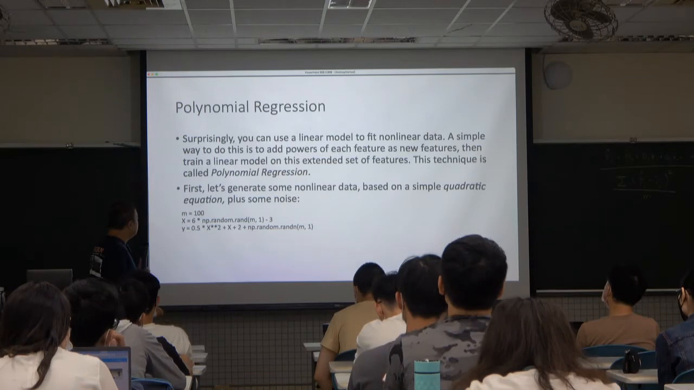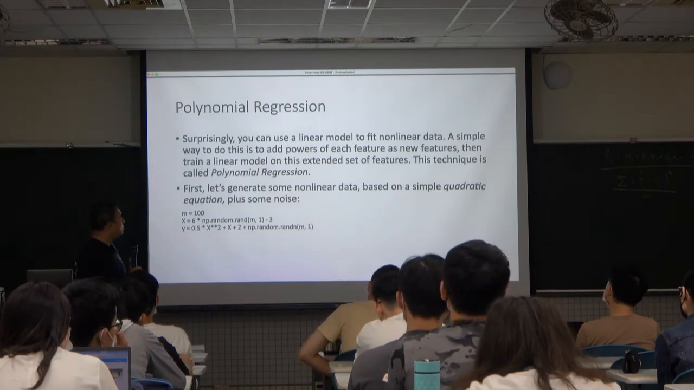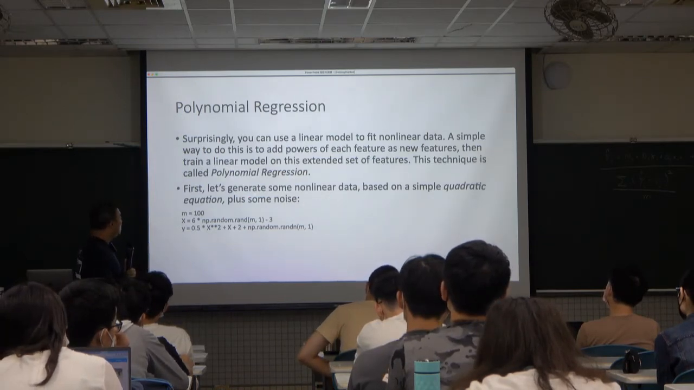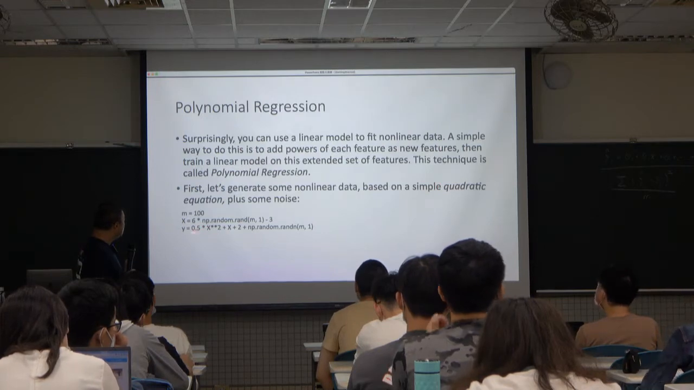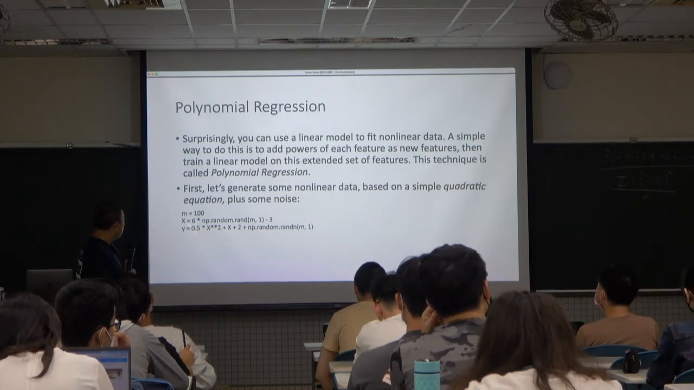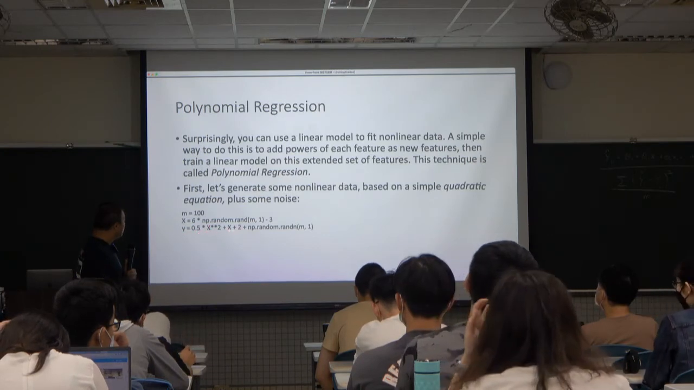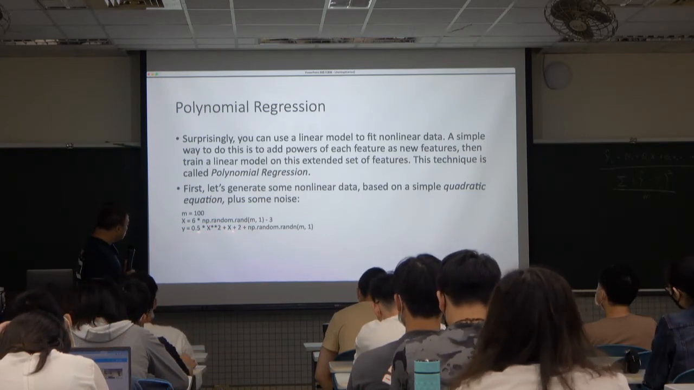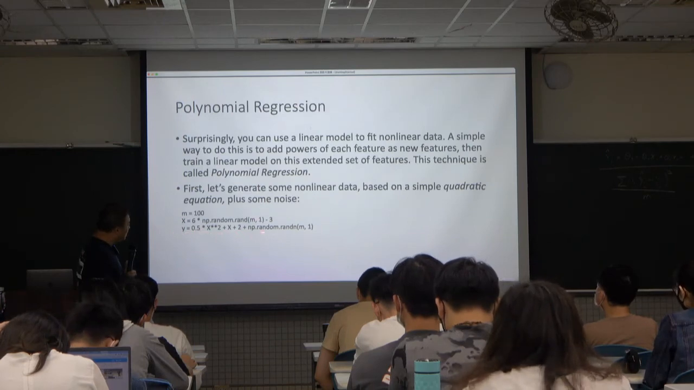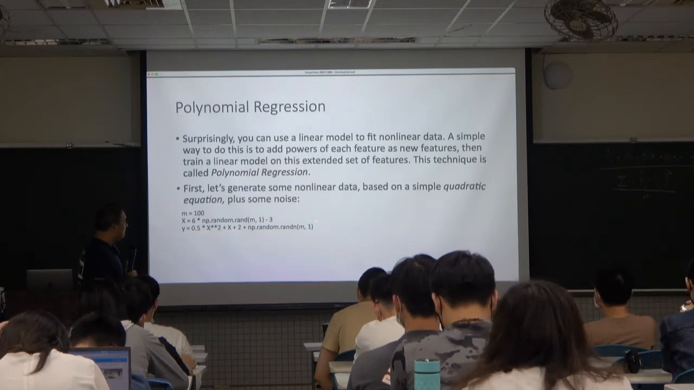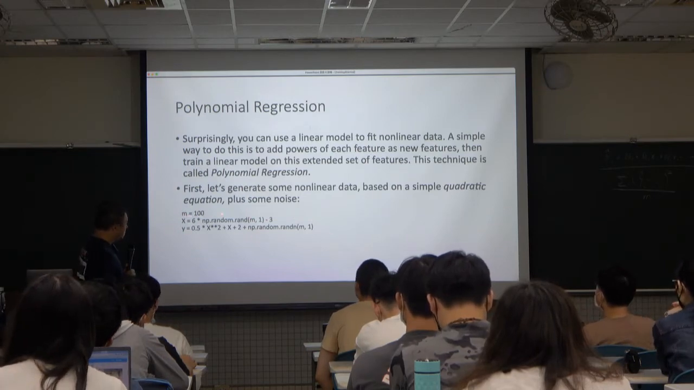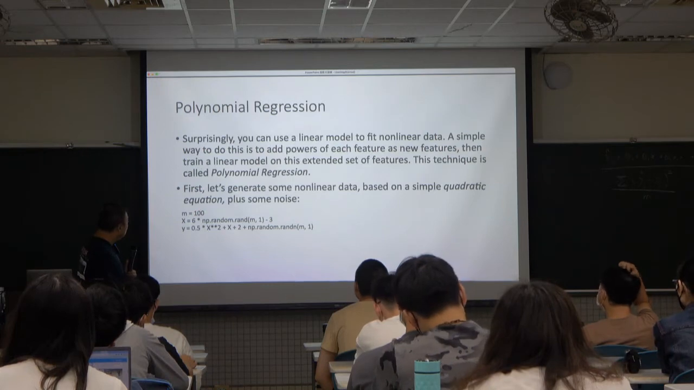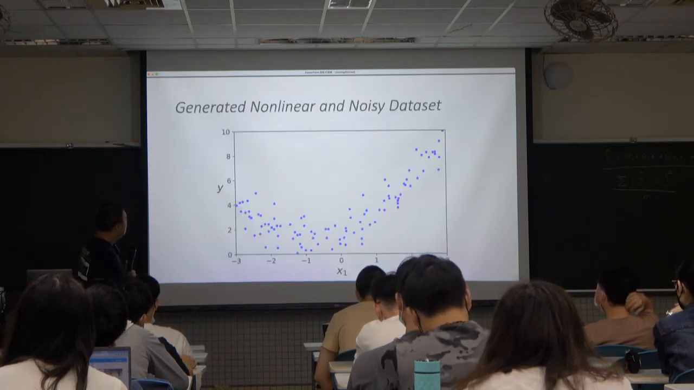Of course, to demonstrate polynomial regression, we first need to have a data set, right? So we try to generate some samples based on a simple quadratic equation, something like this. This is y equal to 0.5 x squared plus x plus 2. But we add some noise to make this data set a little bit random, and we generate 100 instances. So the result looks something like this.